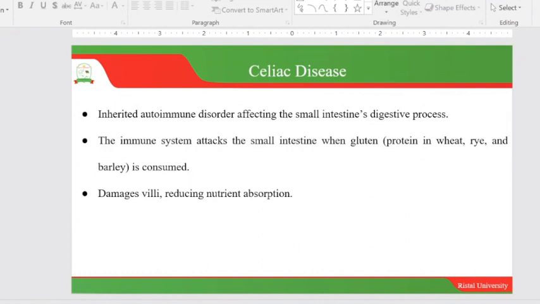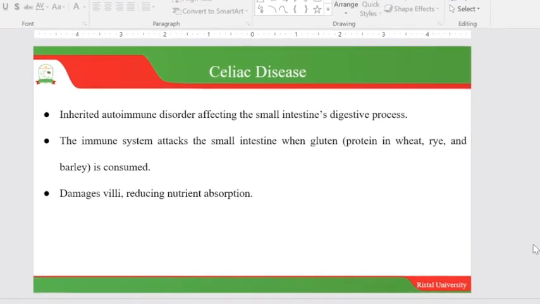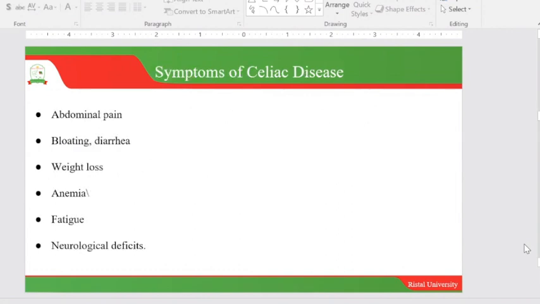So what happens at the end of the day? The antibodies will be secreted against these linings, and it will cause damage to these villi. And remember, the villi are responsible for nutrient absorption, and once damaged, this will reduce nutrient absorption.